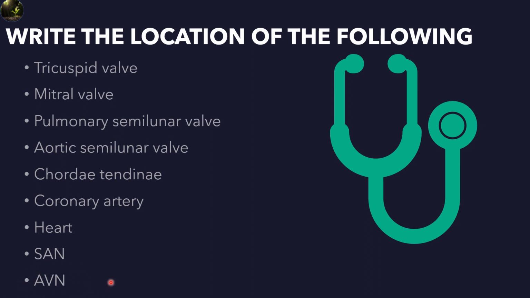AV node. Where is it located? It is located near the interauricular septum, near the tricuspid valve.